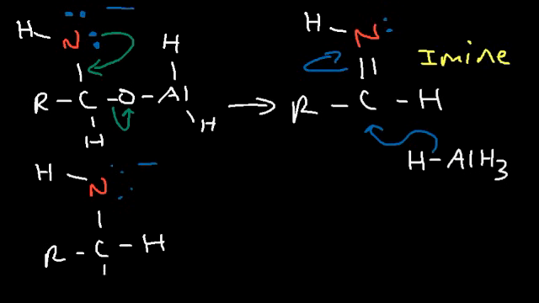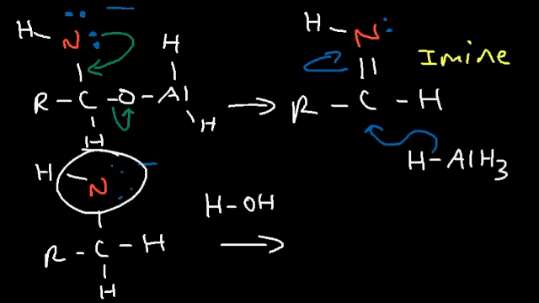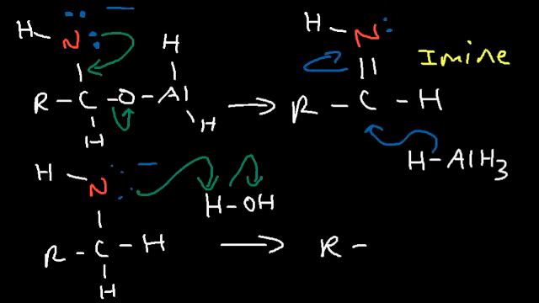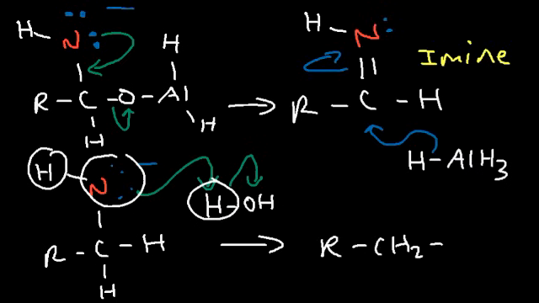And at this point, there's no more leaving groups to kick out. So the only thing we can do at this point is add H3O+, or rather H2O. If we add H3O+, this is going to convert to an ammonium ion. So let's just use water to get the amine. So the lone pair is going to grab a hydrogen and expel hydroxide. So we have RCH2, and now we have a nitrogen with 2 hydrogen atoms. So we can write NH2. So as you can see, the carbonyl group, the oxygen, was kicked out completely, and it was replaced with 2 hydrogen atoms.